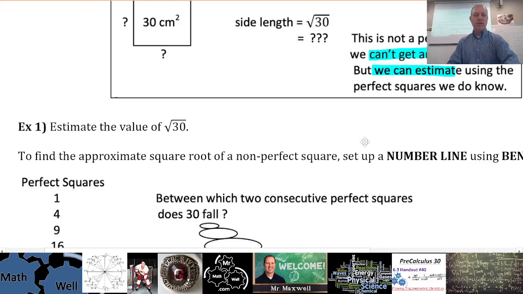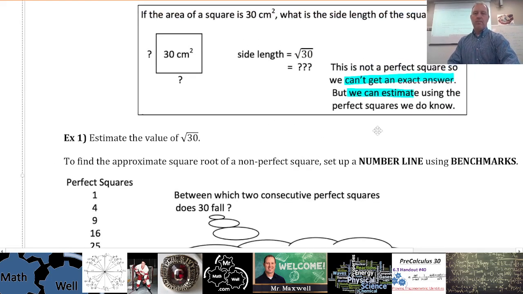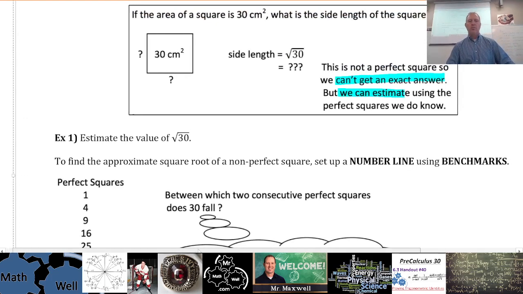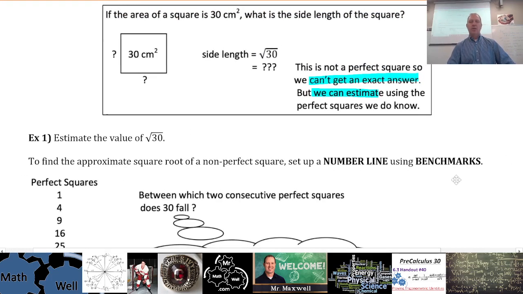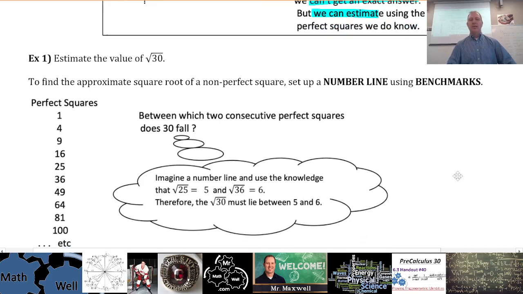Maybe you've seen this before with benchmarks. You've probably heard of benchmarks in some previous grades. Benchmarks are simply known values that we base our estimates upon. So if I want to tell you how far my house is from school, and you know where the university is, I would say my house is probably just a little more than twice as far as the university is from here.